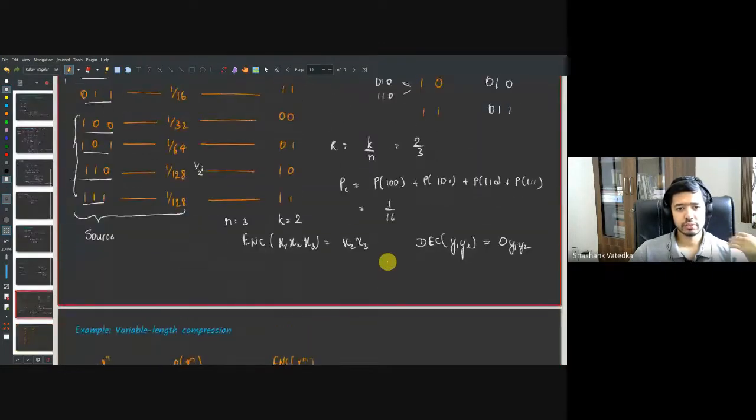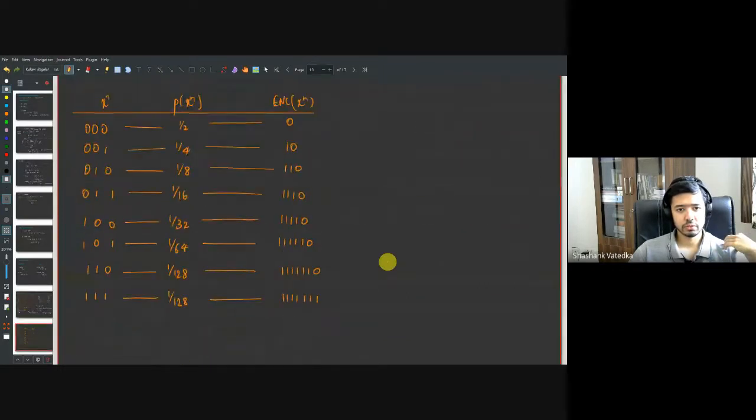Okay. So now let's look at a different example. So it's the same source. We'll take the same xn and the same pxn, but now instead of constructing a fixed length compressor, I'm going to construct a variable length compressor. So what I want is that I don't want any error at all. The decompressor should exactly give me the true source.